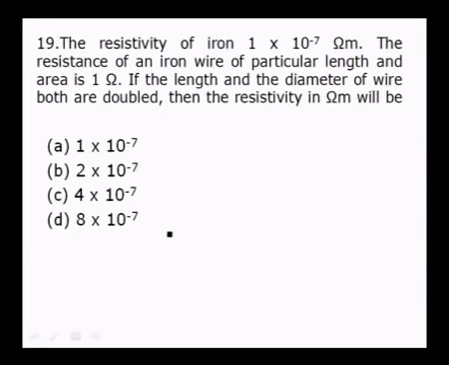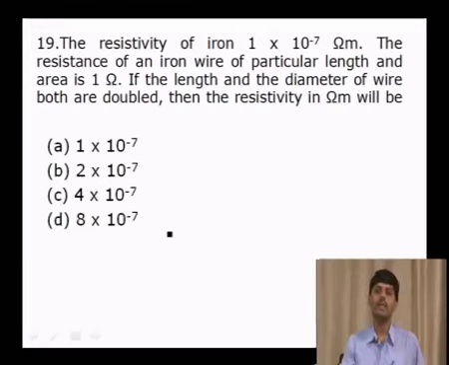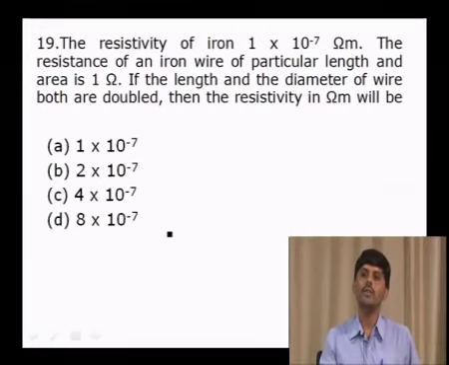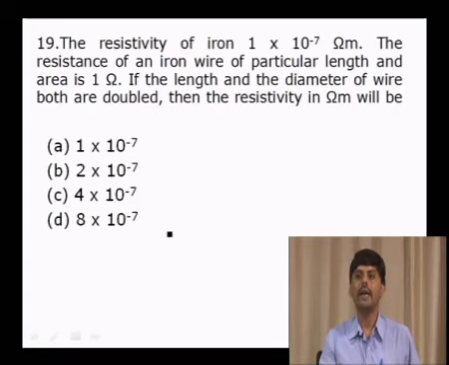Next, question number 19. The resistivity of iron is 1 into 10 raised to minus 7 ohm meter. The resistance of the iron wire of particular length and area is 1 ohm. If the length and diameter of the wire are doubled, then the resistivity in ohm meter will be: option A 1 into 10 raised to minus 7, option B 2 into 10 raised to minus 7, option C 4 into 10 raised to minus 7, option D 8 into 10 raised to minus 7.